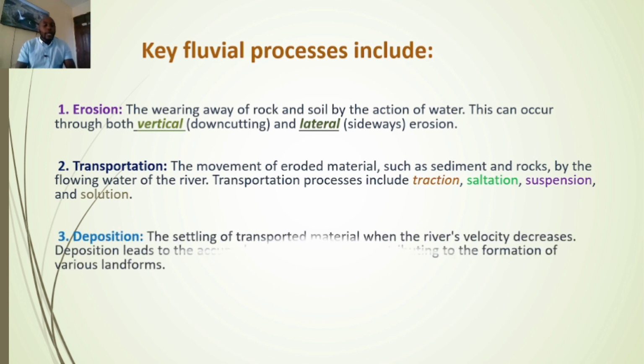Right, then we have deposition. Remember, after it has been eroded and transported, those materials are going to be deposited somewhere. That's where deposition comes into place. It is the settling of transported material when the river's velocity decreases. When the speed of the flow reduces, the materials transported by the river are deposited somewhere. Deposition leads to accumulation of sediments, contributing to the formation of various landforms that we look at in part 5. Make sure you subscribe so that you get notified once I upload that video.